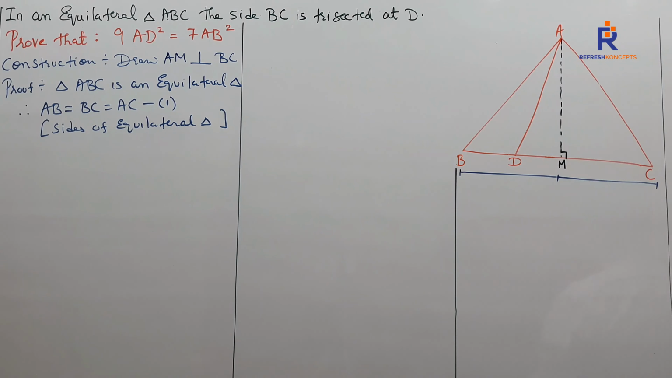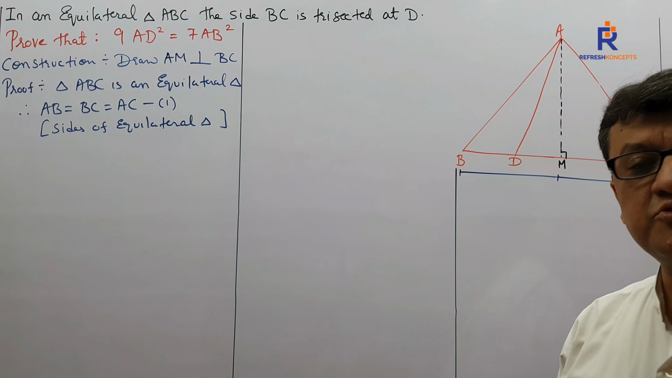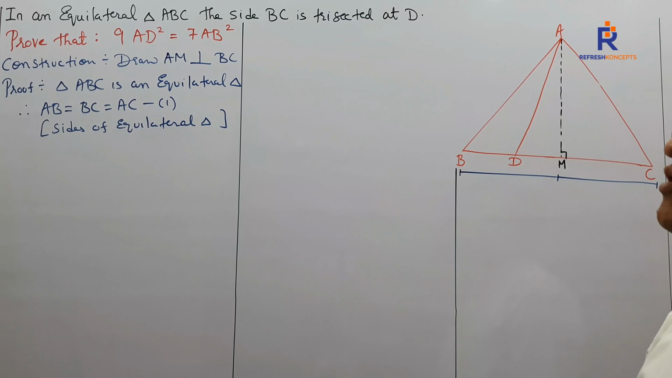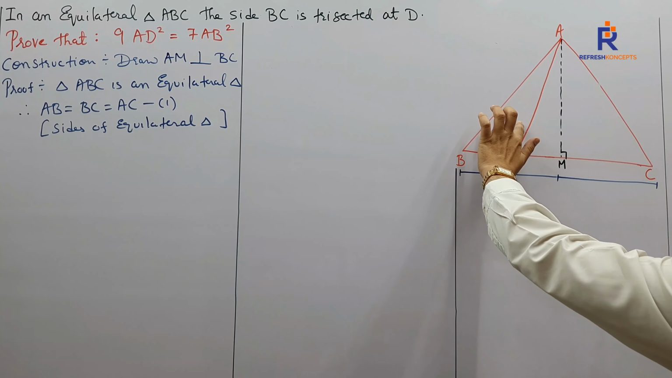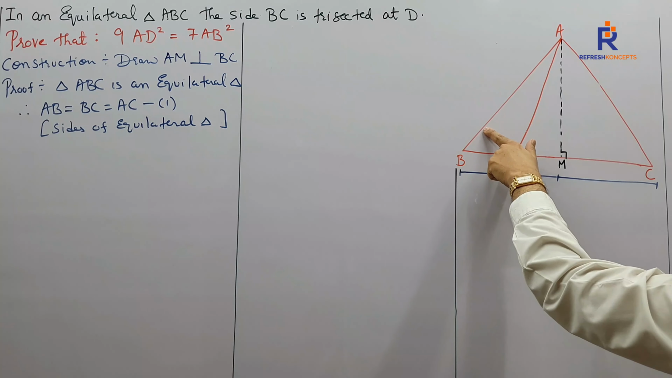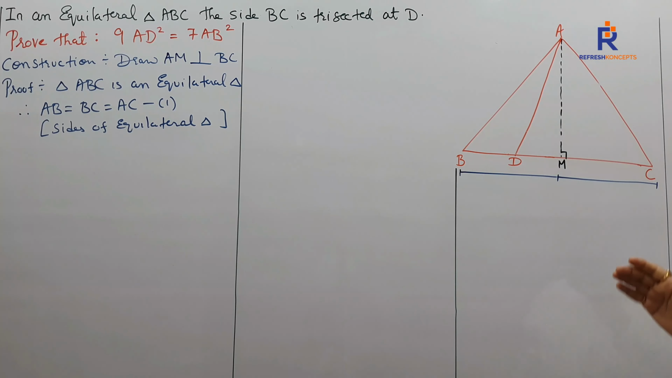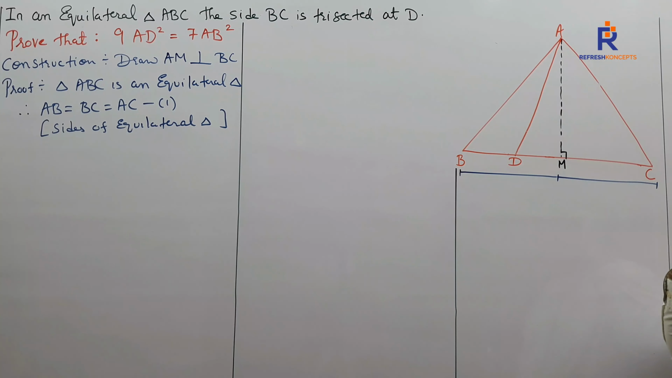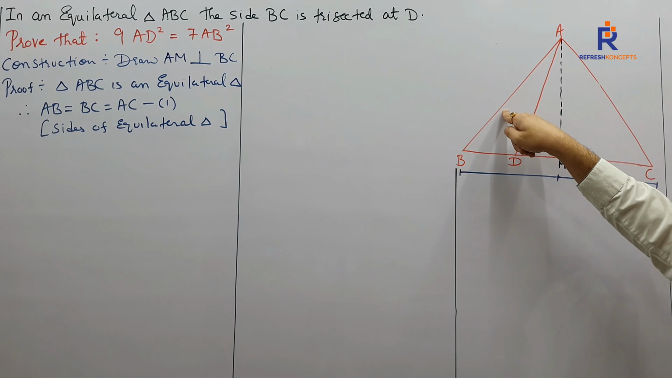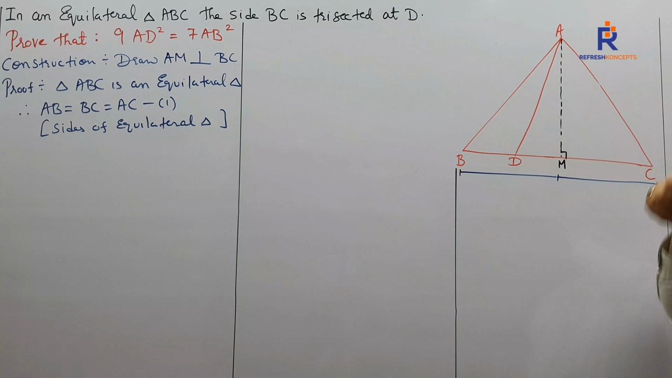Now I'm going to ask a question to the question itself. That means to prove, I have to answer what it says. 9AD square. So I'm just going to look at my figure. Where is AD? Okay, fine. Here is 7AB square. Fine. That means this is the relation I want. What I'll try to do is get AM in terms of AB. Sir, why are you looking for AM in terms of AB? The moment I get AM in terms of AB, I can easily apply Pythagoras in AMD to get AD square.